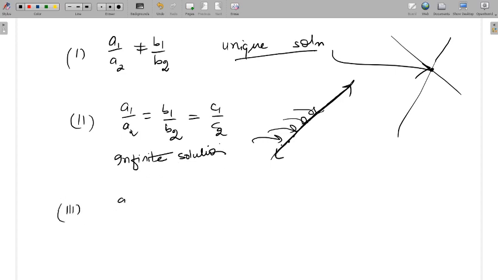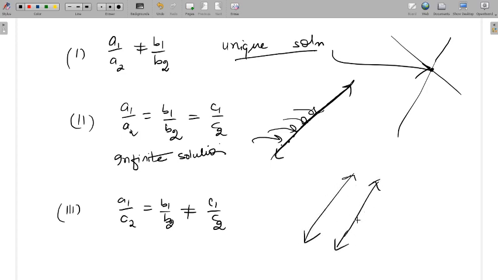And the third point is what? If a1/a2 is equal to b1/b2, and that is not equal to c1/c2, in that case you will have parallel lines. Lines are parallel, so they are not intersecting at one point, and they are not identical lines. They are not overlapping. What does that mean? It means there is no solution.